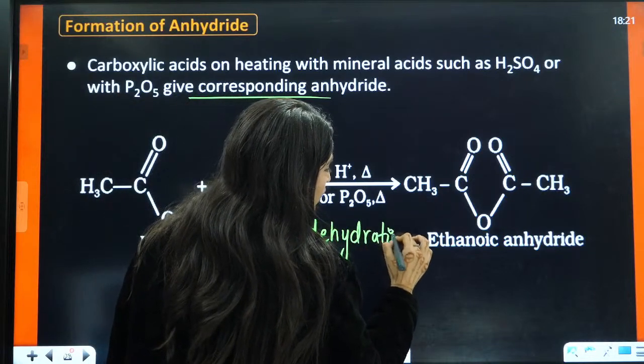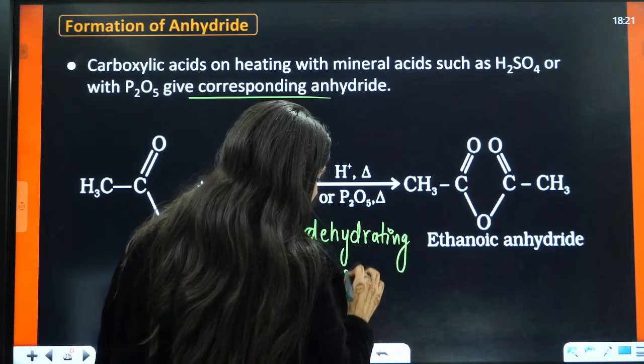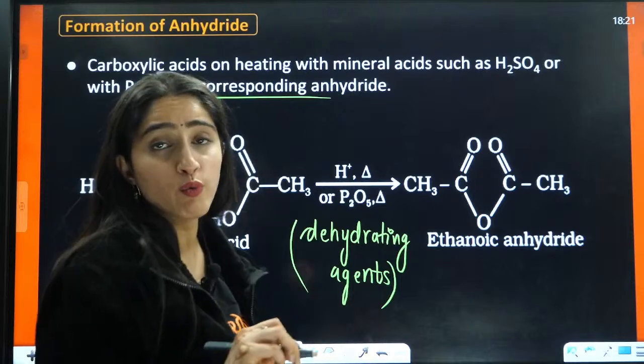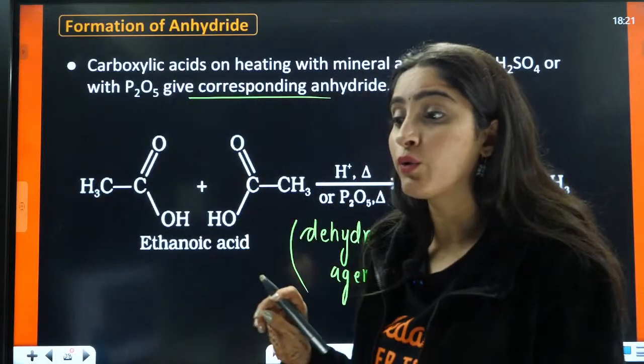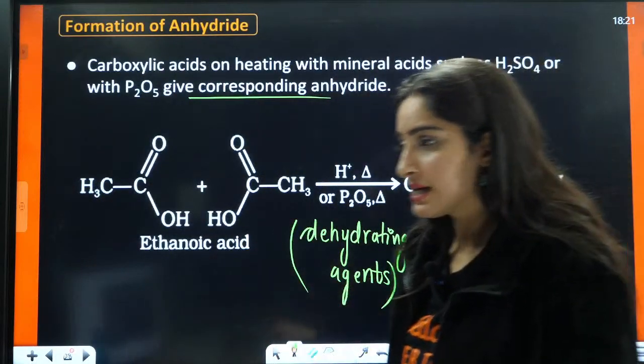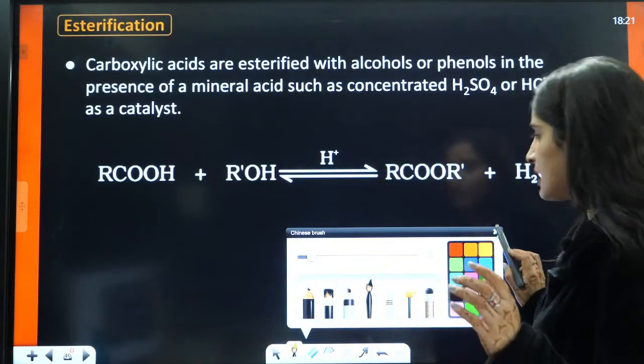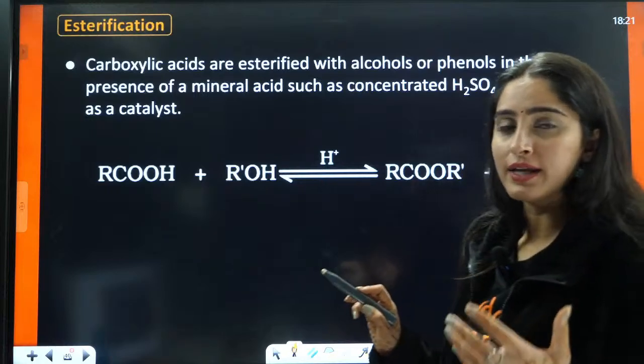Whenever you want to have dehydration, these are very good dehydrating agents, right? Okay. Next is esterification. In esterification, it is very simple.